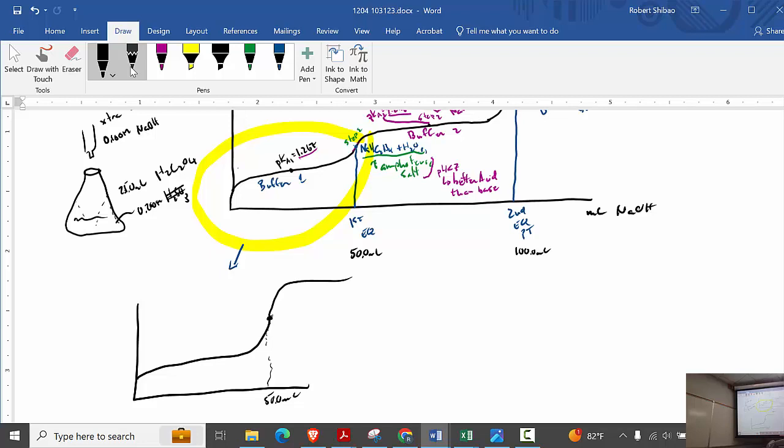Okay, where is this going to be here? How many milliliters is the half equivalence point? 25 milliliters. So at 25 milliliters, what pH are we going to have? The pH is going to be 1.267. Give me some more points.